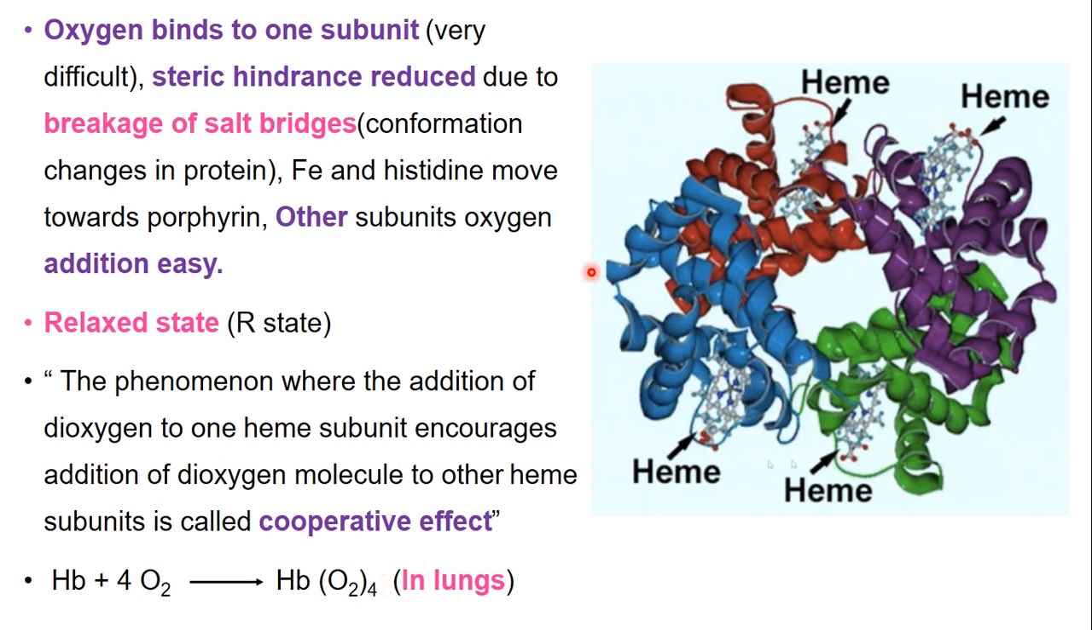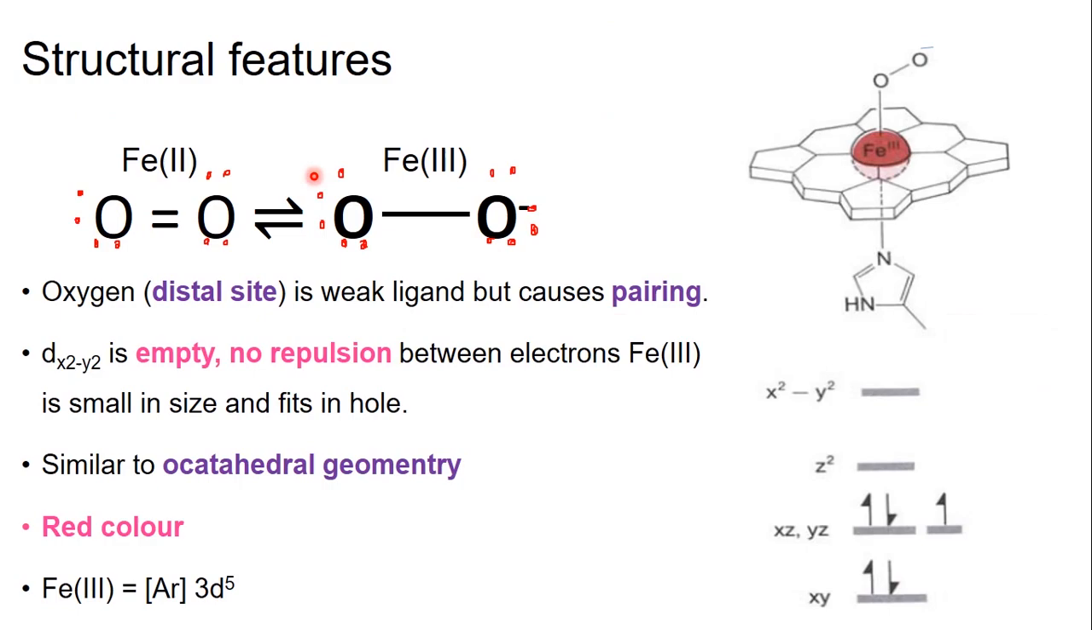So that's it. Another thing you have to notice: once the oxygen binds, the Fe, which was initially present above the ring, will fit into the hole once the oxygen is bound, and also this histidine group will move nearer to our porphyrin ring. It won't be going away; it will move nearer to our porphyrin ring.